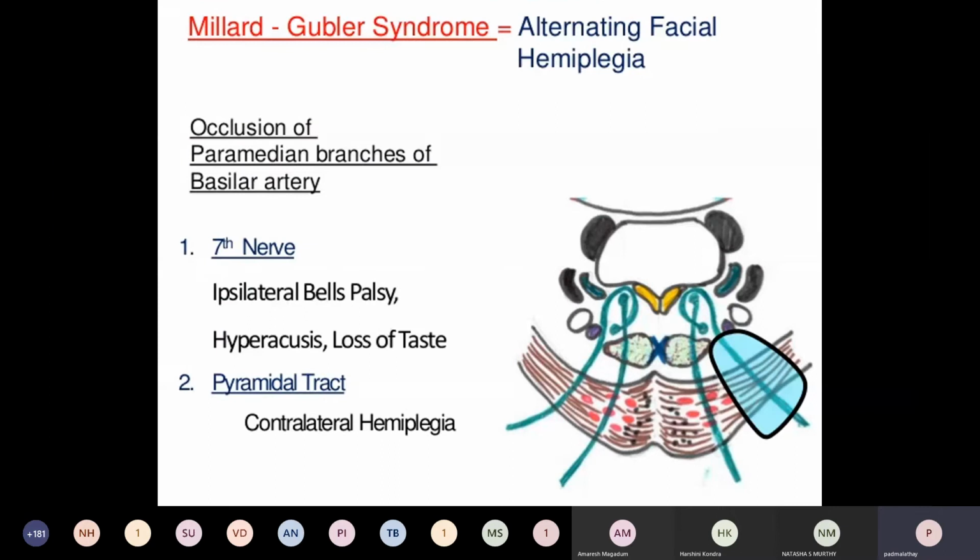Then another syndrome is called the Millard-Gubler syndrome, which is again because of the occlusion of the pontine branches of the basilar artery. Here the seventh cranial nerve is involved, which causes the ipsilateral Bell's palsy because it is supplying the muscles of the face, and also loss of taste sensation. Again here the pyramidal tract is also involved, which causes the contralateral hemiplegia. So that is about the pons.